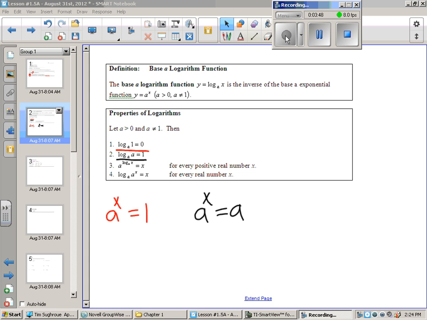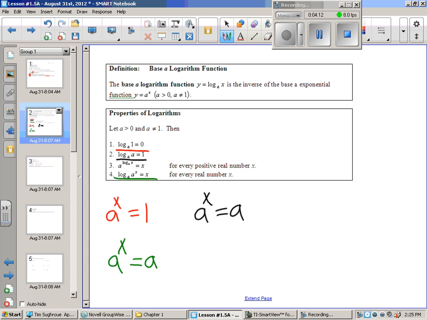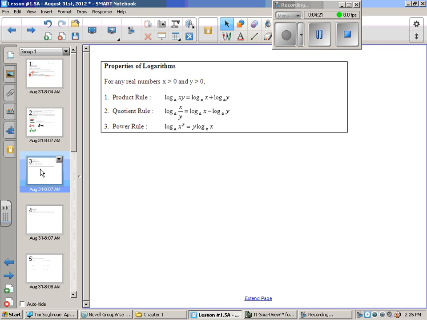The third property here is base a raised to log base a of x equals x. a to the log base a of x equals x. You know that one. And also log base a of a to the x equals x. If we think of this last one right here, it makes sense. It says the base a is raised to what will give us a to the x. It has to be raised to the x. So those are 4 properties for logarithms we definitely need to know.